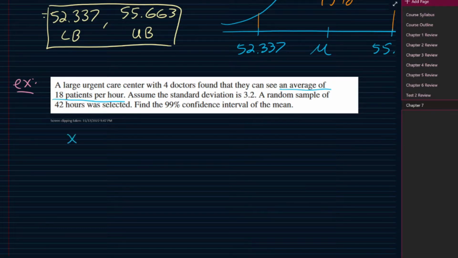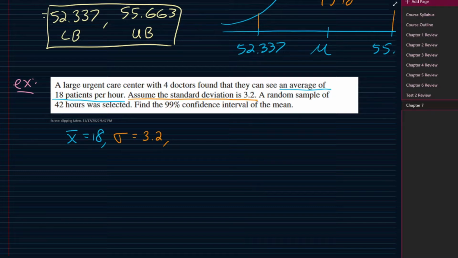Assume the standard deviation is 3.2. It should have said population. I wish it said population there. I hate when they're ambiguous like that, because the entire next section is when we don't know the population standard deviation. So I guess we have to know the population standard deviation here because we're not in that section yet. But they should have said that here anyway.